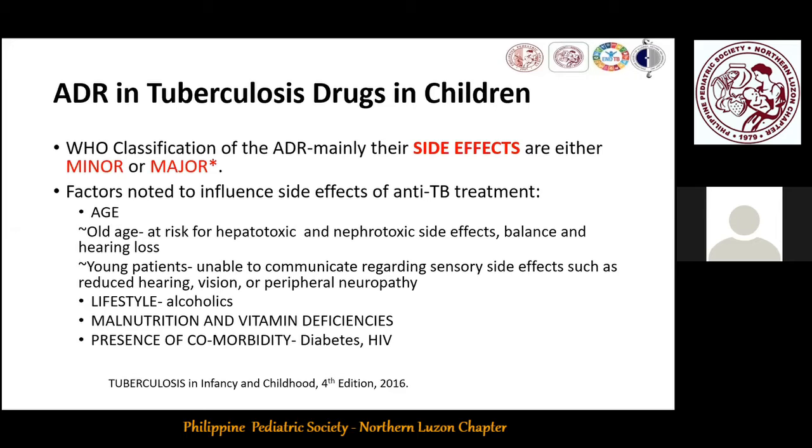And when we have young patients, they're unable to communicate sensory side effects such as reduced hearing, vision, or even peripheral neuropathy. Lifestyle, like alcoholism, puts patients at further risk if they're given anti-TB treatment. And malnutrition and vitamin deficiencies are another risk factor, as well as the presence of comorbidity, as you have heard, especially diabetes in adults and, in children, all patients with HIV.